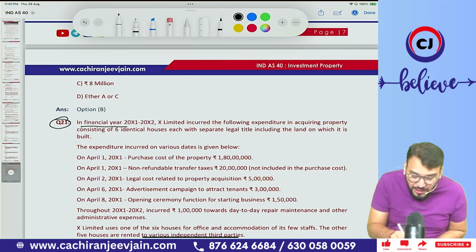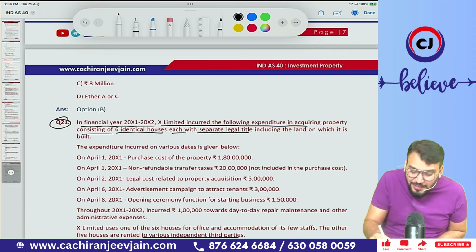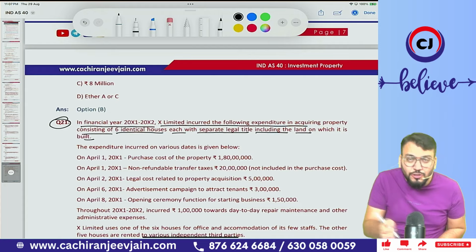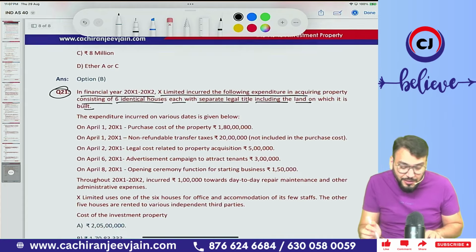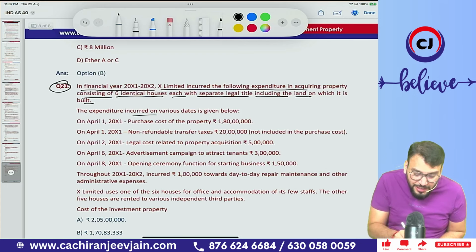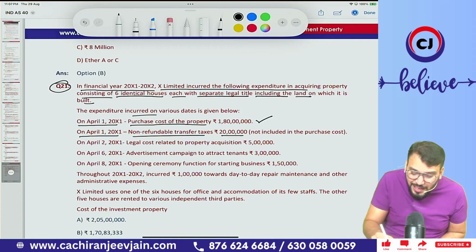Then question 21. In the financial year 2001-2002, X Limited incurred the following expenditure in acquiring a property consisting of 6 identical houses, each with separate legal title, including the land on which it is built. So they purchased 6 houses with land. The expenditure incurred on various dates is given below. On 1st April 2001, the purchase cost of the property is 1 crore 80 lakh. This will be capitalized. On 1st April 2001, non-refundable transfer tax of 20 lakh, not included in the purchase cost. This will also be capitalized.